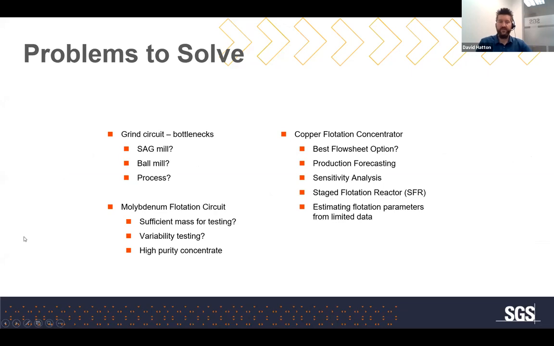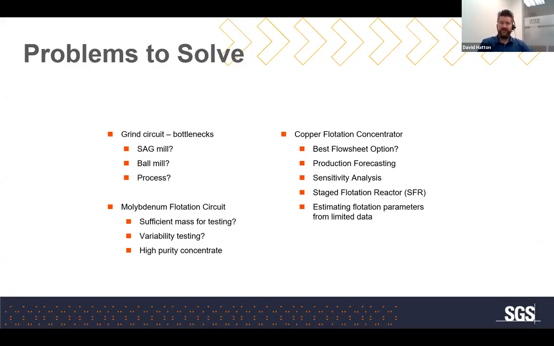So as I mentioned, this was a very challenging project and we had many problems that we needed to solve along the way. One of those that came up for the grinding circuit was investigating the different bottlenecks in the circuit. We discovered that we could improve the performance by investigating the bottlenecks, either in the SAG mill, the ball mill, or the process bottlenecks.